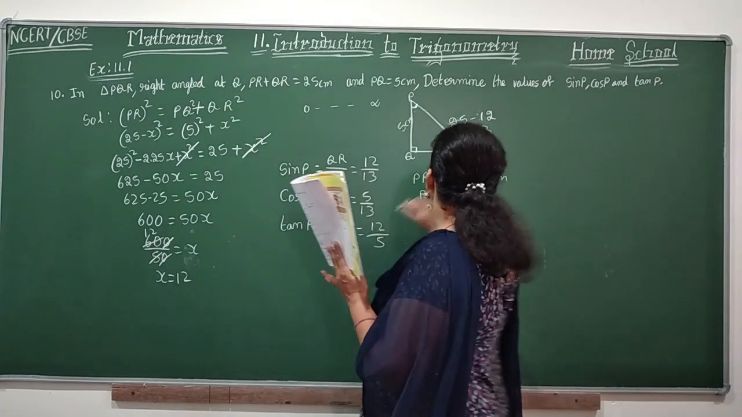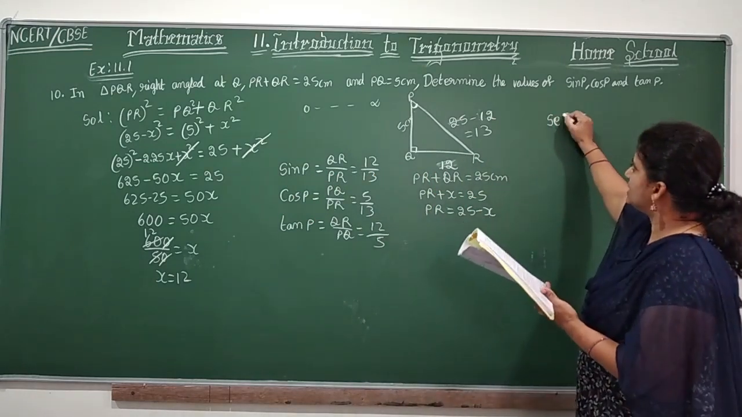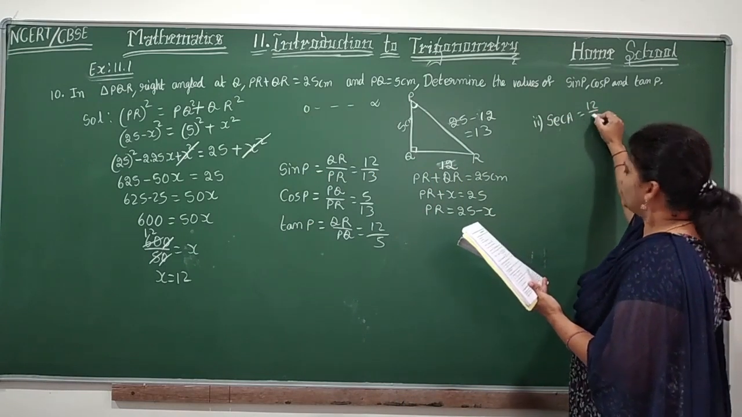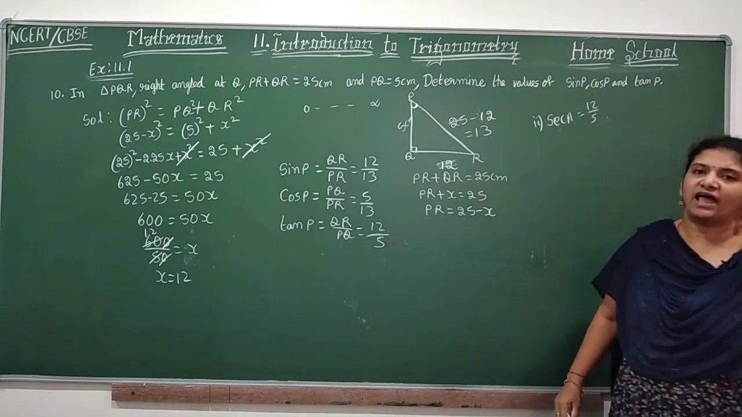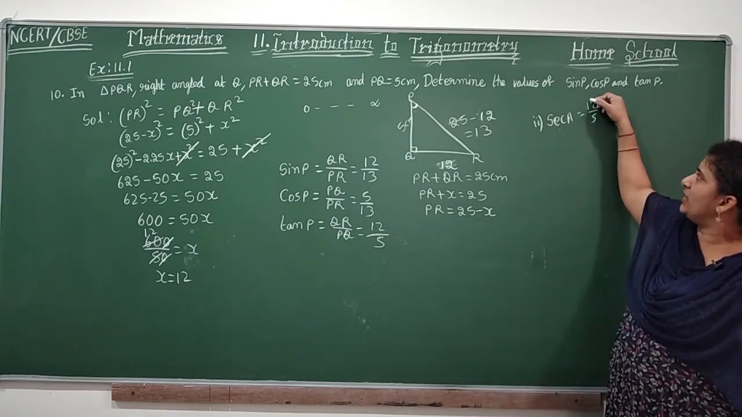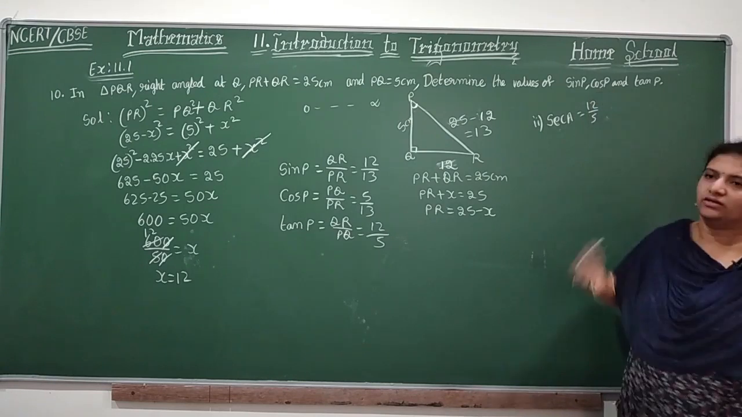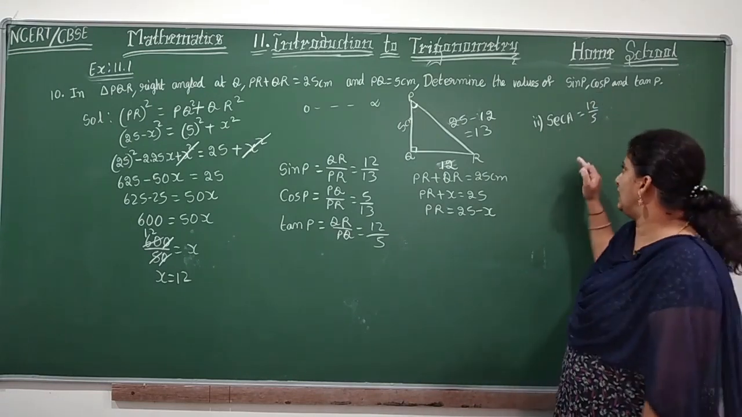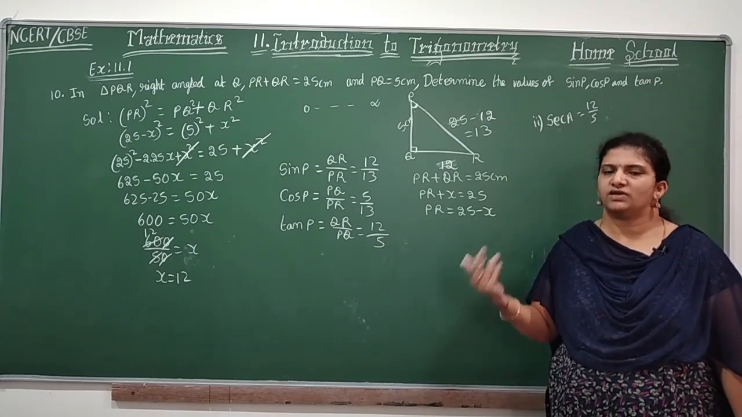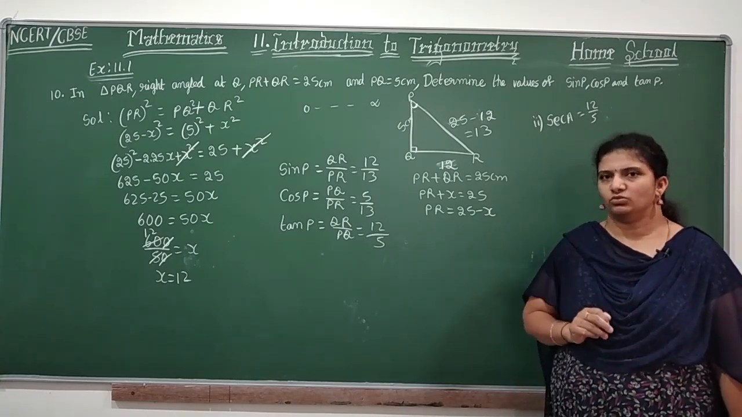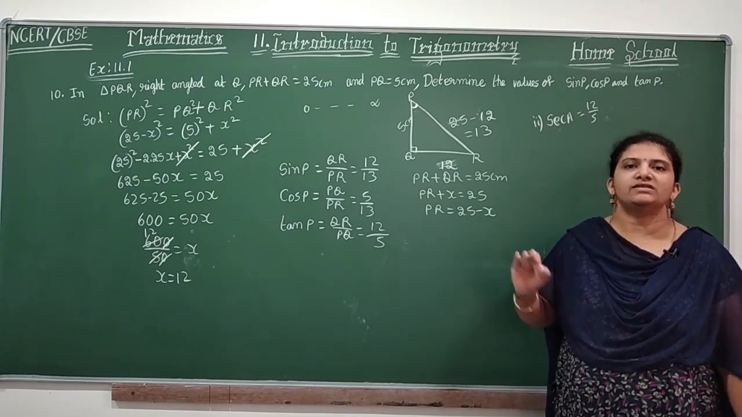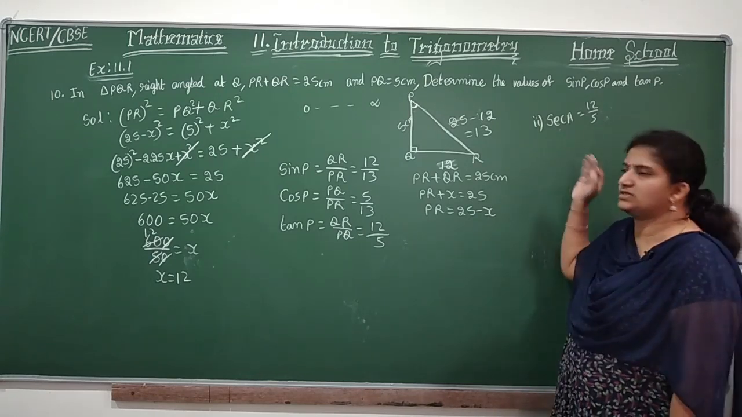Secant A, your next one, secant A is equal to 12 by 5 for some values of angle A. Look here children, what happens here? What they are saying, secant A 12 by 5. Maybe. Yes, for some values it might be, right? It is true. For all values, if they say the same answer, it is wrong. For some values means yes, it is accepted.